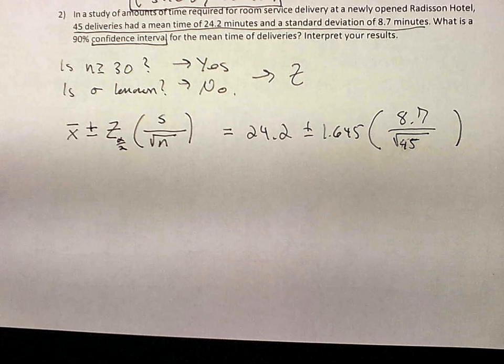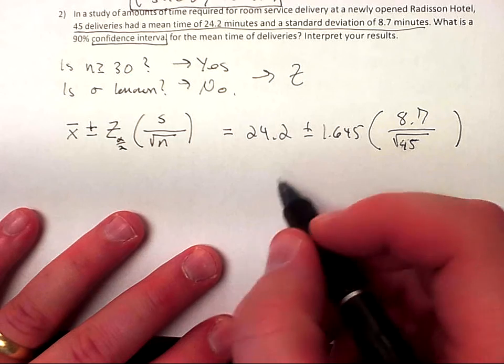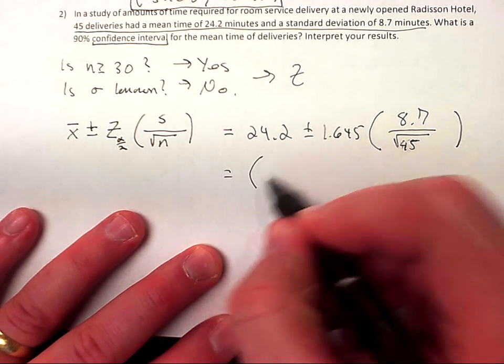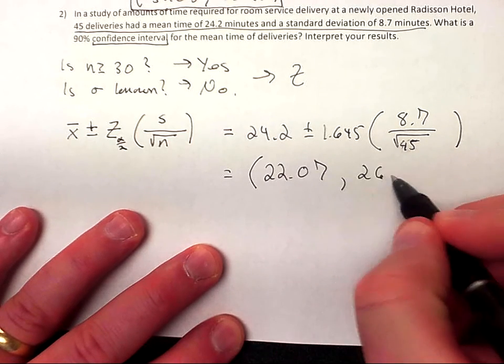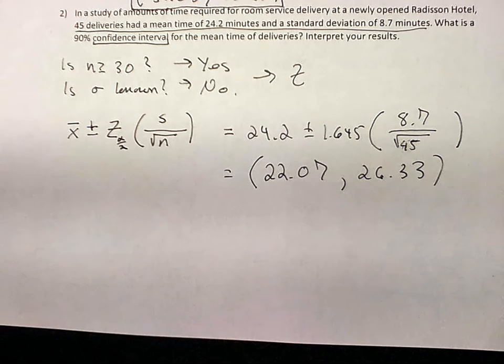But in Chapter 8, sometimes we're going to be using just alpha, and sometimes we're going to be using alpha divided by 2. So that's why we're going through the process of making sure you understand the difference between alpha and alpha divided by 2, because sometimes we're going to be using one versus the other. All right. If we do this now, then the arithmetic that we would do would give us 22.07 to 26.33.